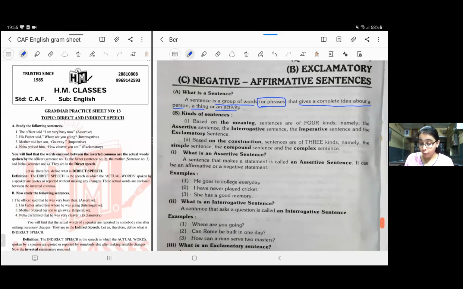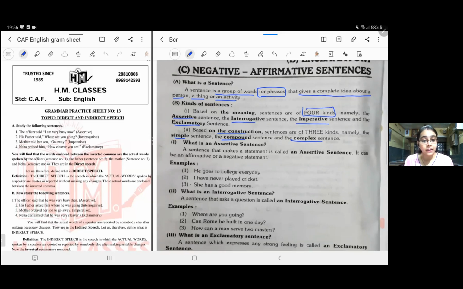There are kinds of sentences. There are 4 kinds of sentences: assertive, interrogative, imperative, and exclamatory. Based on construction, there are 3. We have already done simple, compound, and complex. Done?